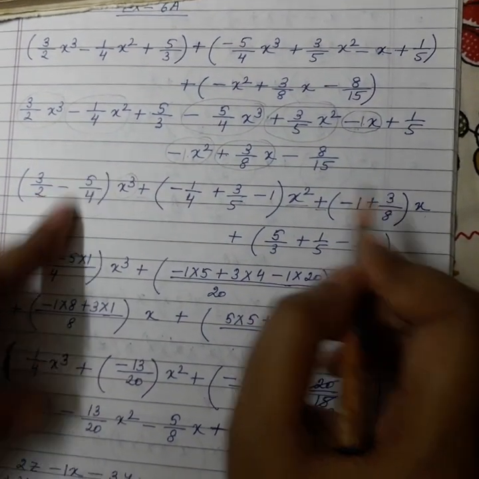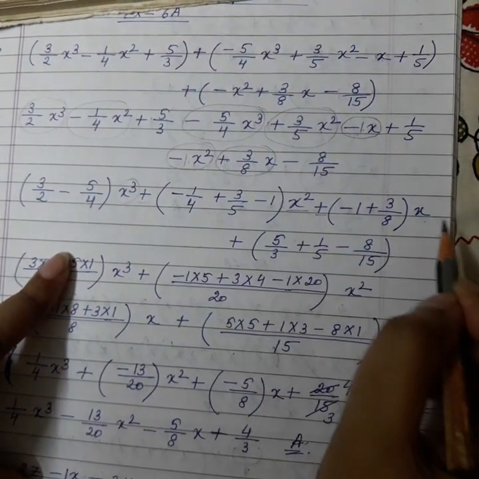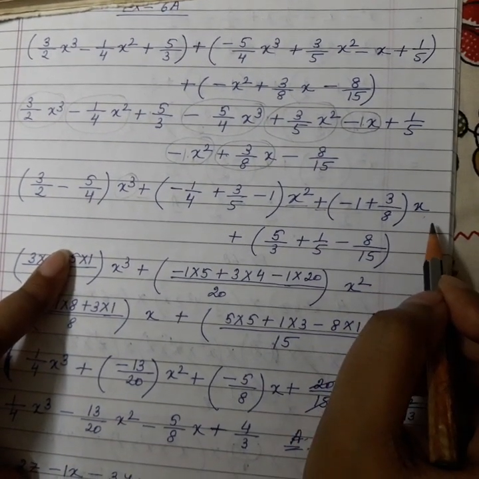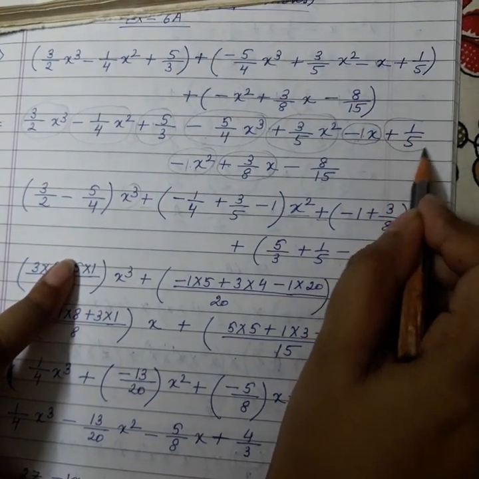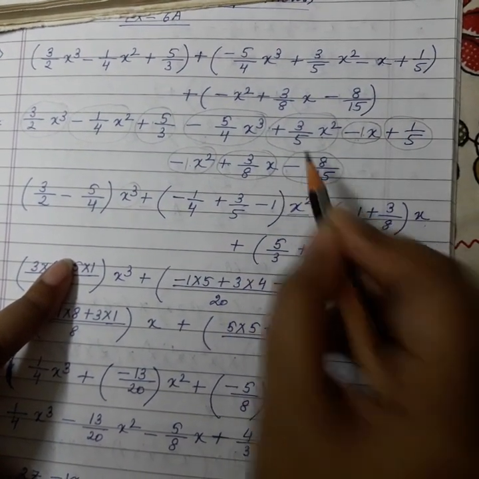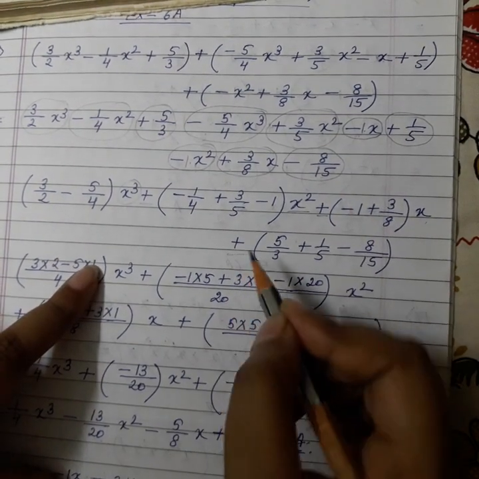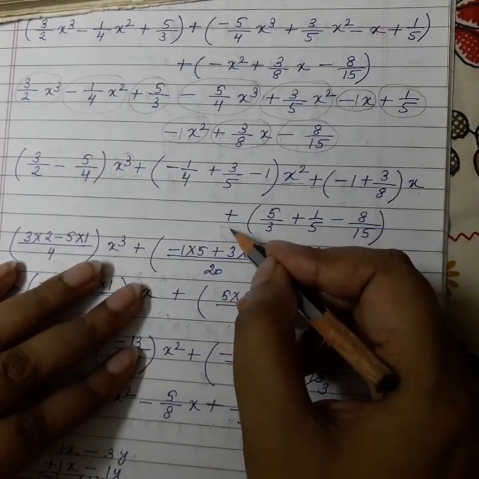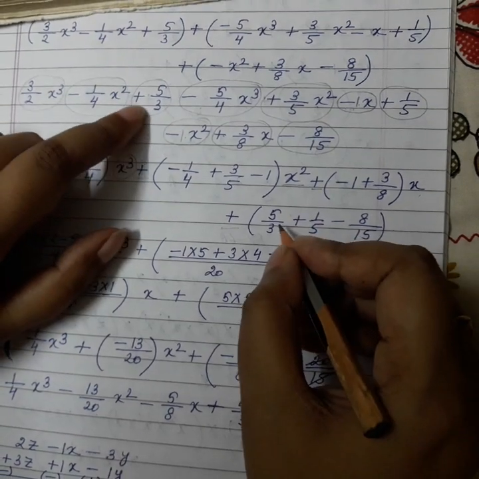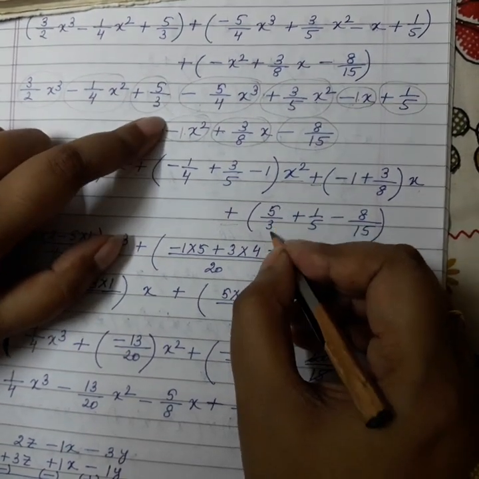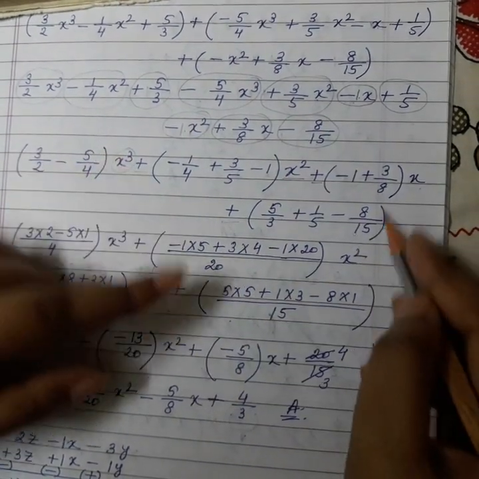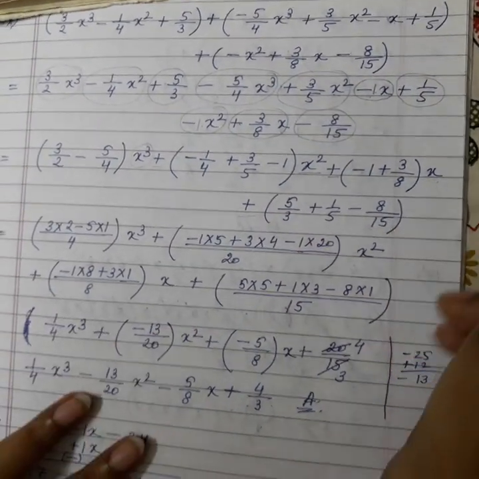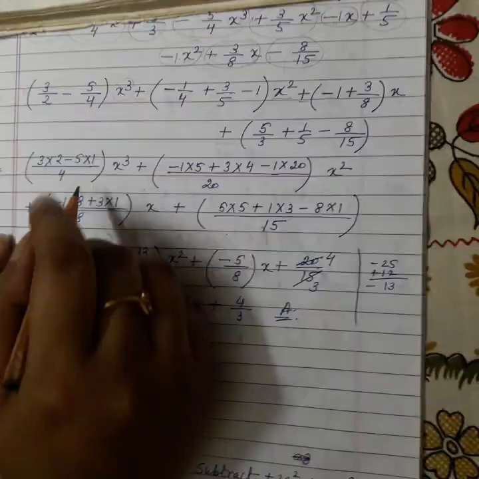Now the constant terms. So x cube complete, x square complete, x complete. Now we are going to the constant terms. So what are the constant terms? Plus 5 by 3 plus 1 by 5 minus 8 by 15. Plus sign common, because plus sign always we have to use, so plus sign I have given. And within the bracket I have written plus 5 by 3 plus 1 by 5 minus 8 by 15. These are the constant terms. Now we have to simply solve it.